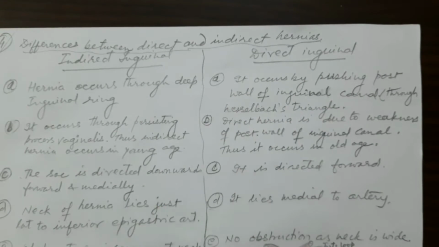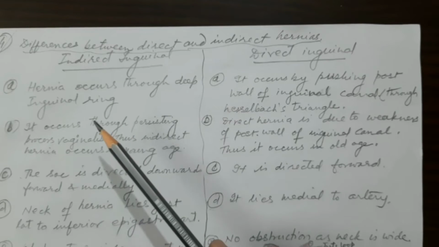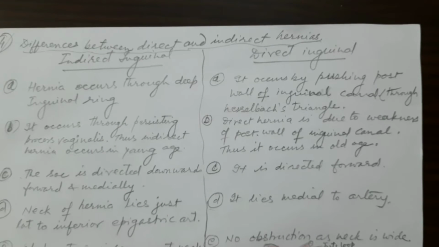Now the first difference is that the hernia occurs through the deep inguinal ring. As I said, the peritoneal sac or parietal peritoneum pushes its way in the deep inguinal ring, which lies in fascia transversalis.